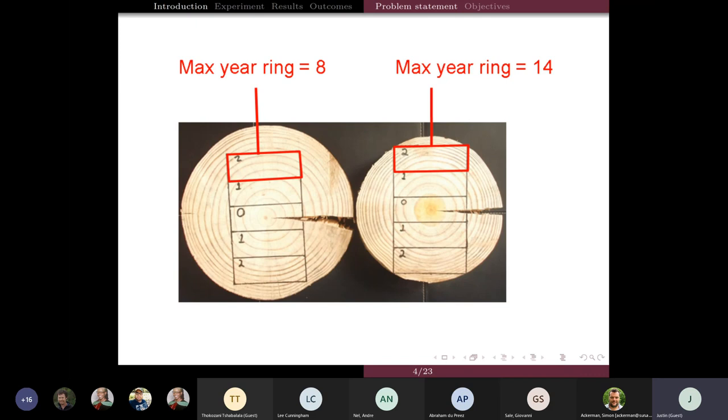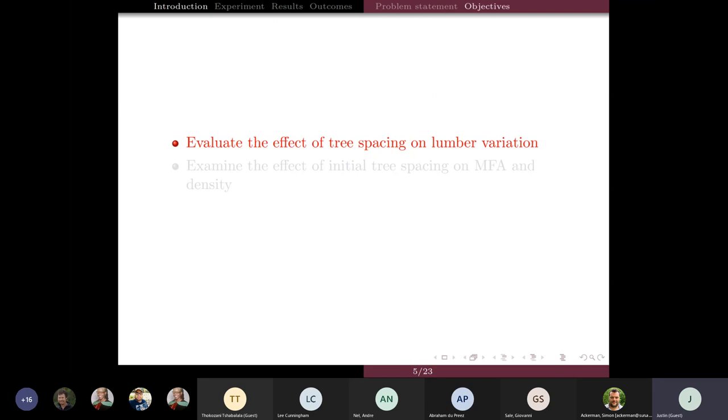So the objective of this one particular study was to evaluate the relationship between lumber properties and the tree spacing, and the competitive environment as a result of the different tree spacing. And then secondly, to look more closely at the underlying properties of wood stiffness, particularly the microfibril angle, as well as wood density.